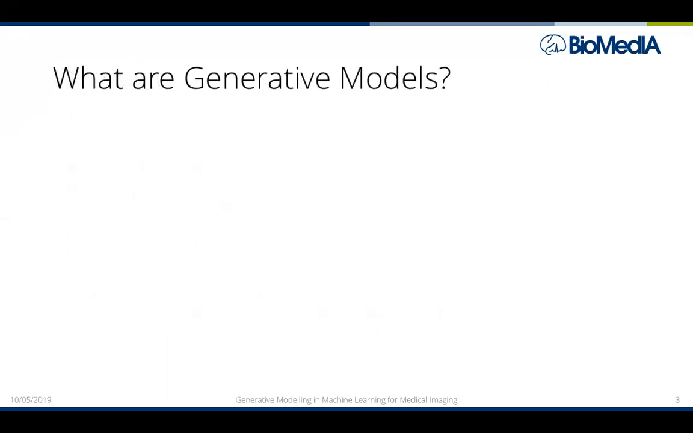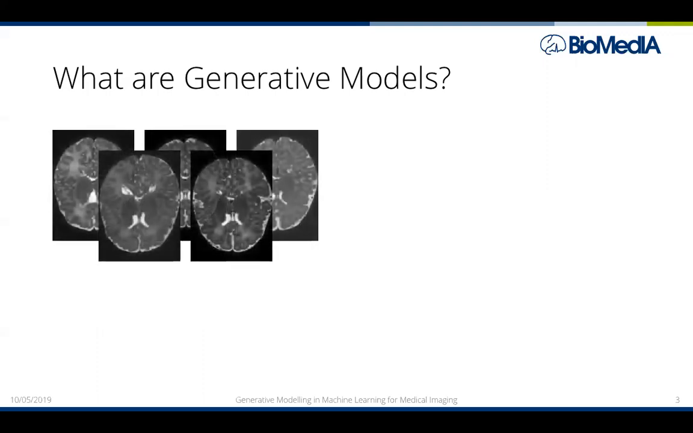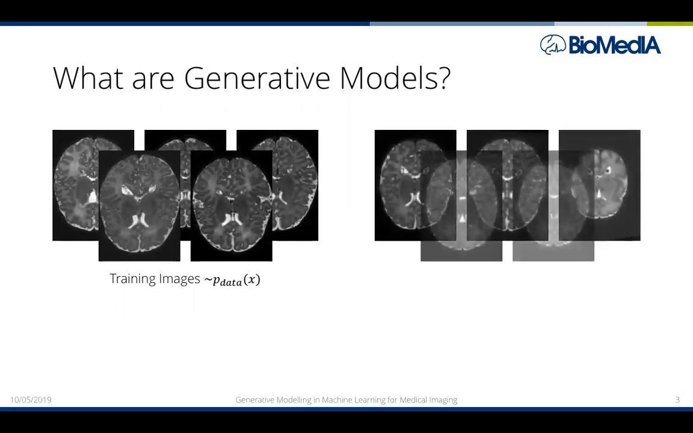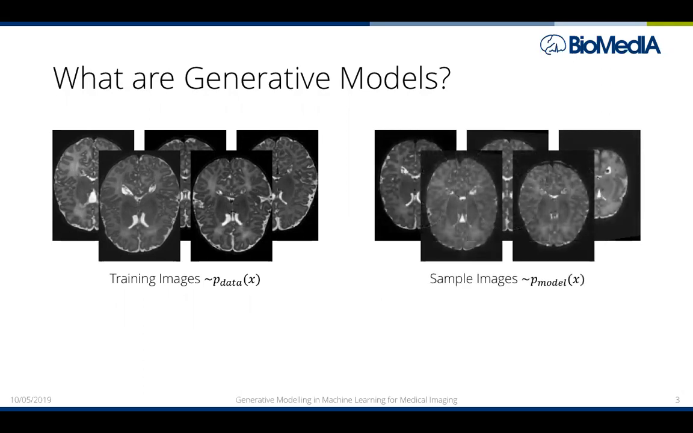So what are generative models? Generative models are a class of models in unsupervised learning where, given a training data set, we want to be able to generate samples that follow the same distribution as the training set. So if we have a bunch of images here, they would have some underlying distribution, which we will call p-data. We would like to create a model, which we'll call p-model, that is able to generate images similar to that of the training data. And hence, we want p-data to be approximately equal to p-model.